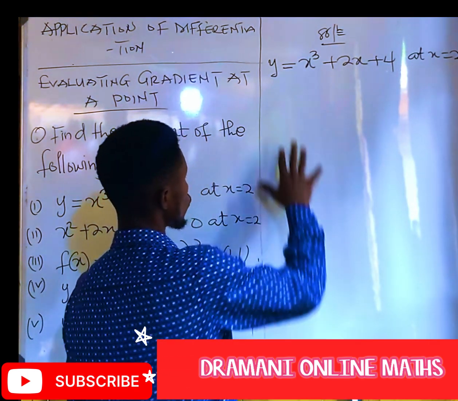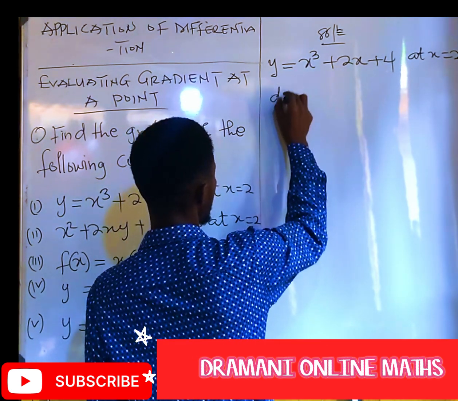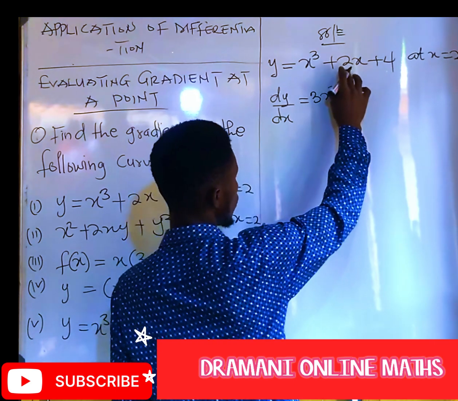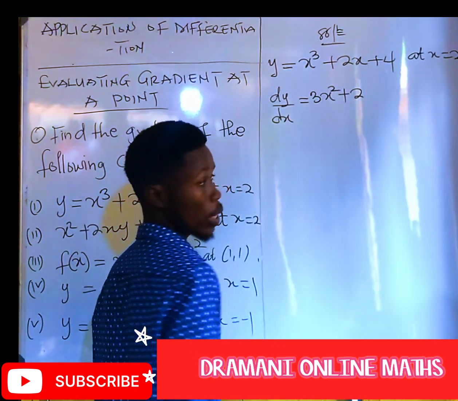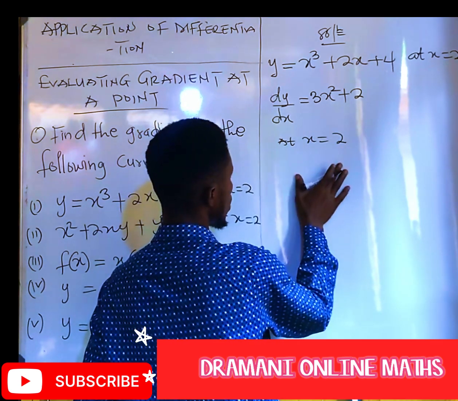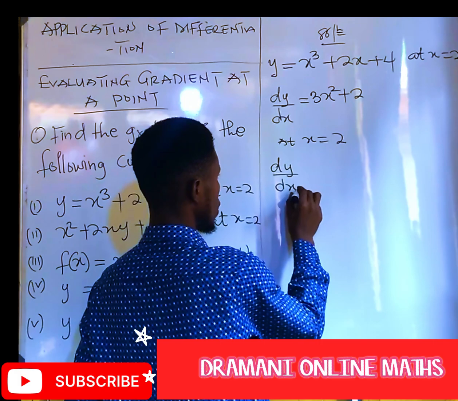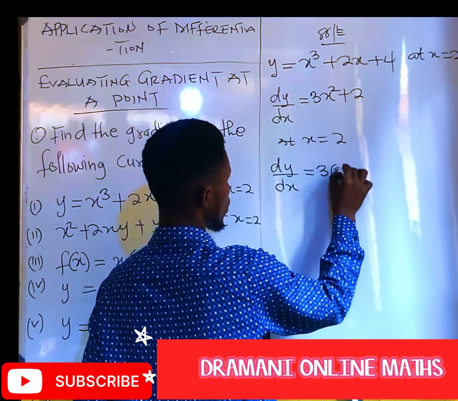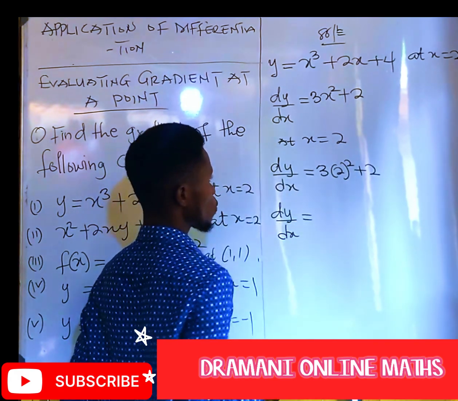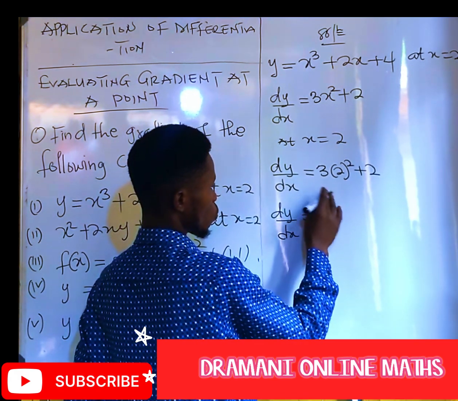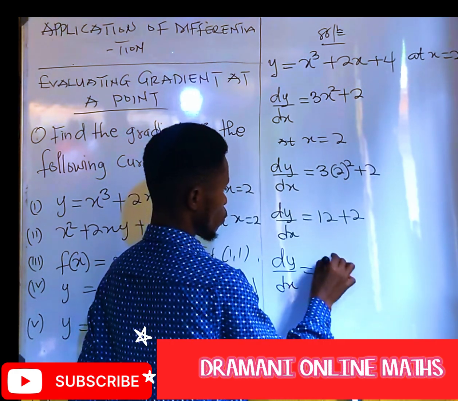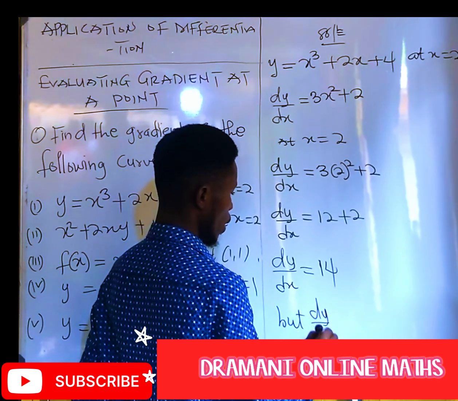So this is the question given. First we need to differentiate this. So I have dy dx equals 3x squared plus, you differentiate 2x, you get 2. If you differentiate 4, you get 0. Is that okay? Now they are saying that at x equals 2, meaning that dy dx is equal to 3, wherever you see x, you put 2 there, so squared plus 2. So dy dx will be equal to, 2 squared is 4, 4 times 3 is 12. You have 12 plus 2. So my dy dx equals 14.